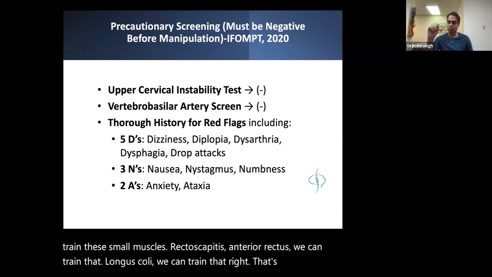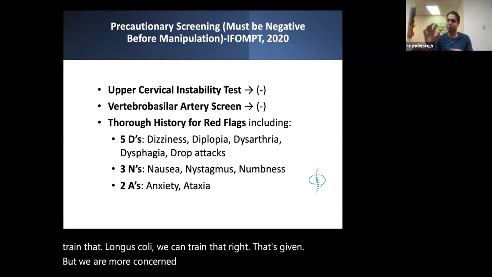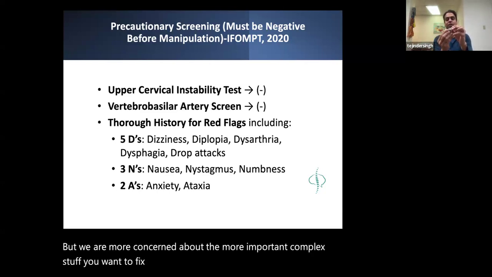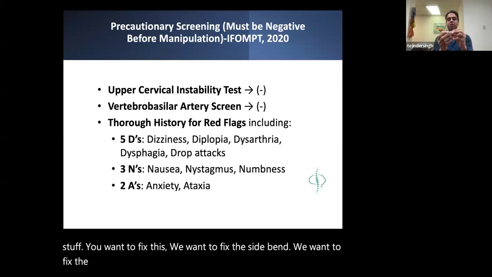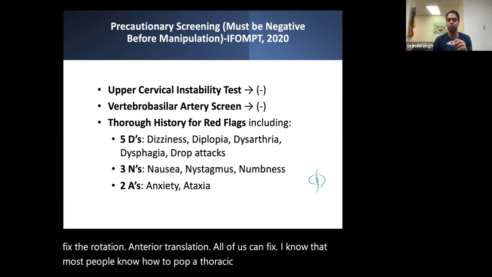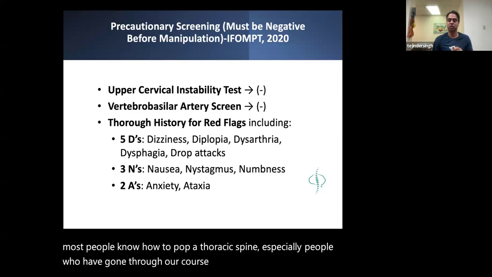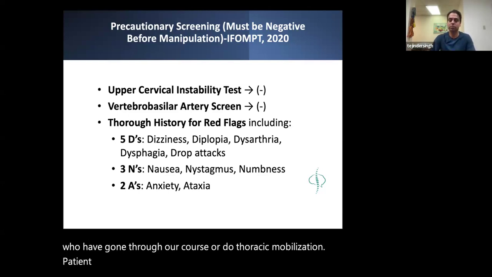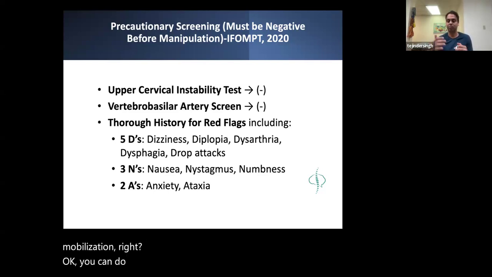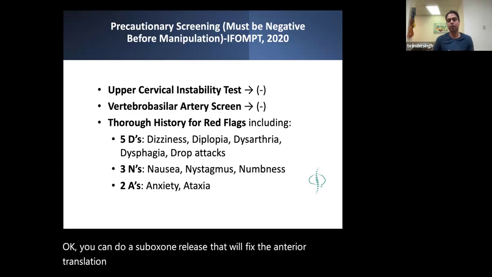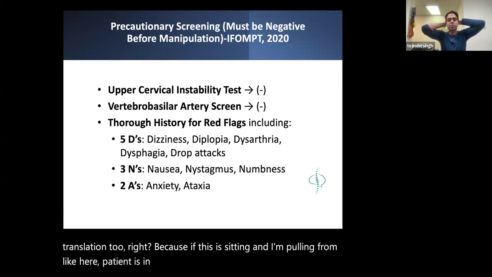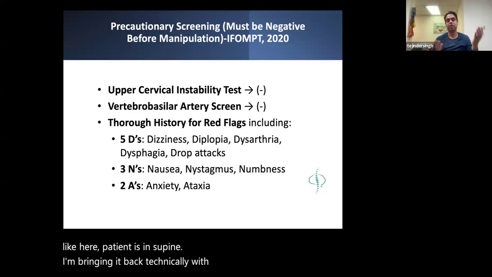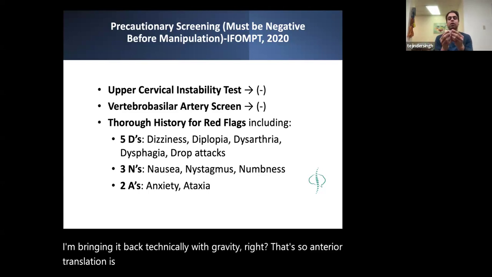That's a given. But we are more concerned about the more important, complex stuff. We want to fix the side bend. We want to fix the rotation. Anterior translation, all of us can fix. I know that most people know how to pop a thoracic spine, especially people who have gone through our course, or do thoracic mobilization. Patient is in prone, you're doing PAs, that's thoracic mobilization, right? You can do a suboccipital release that will fix the anterior translation too, right? Because if this is sitting forward and I'm pulling from here, patient is in supine, I'm bringing it back technically with gravity, right? So anterior translation is easy to fix.